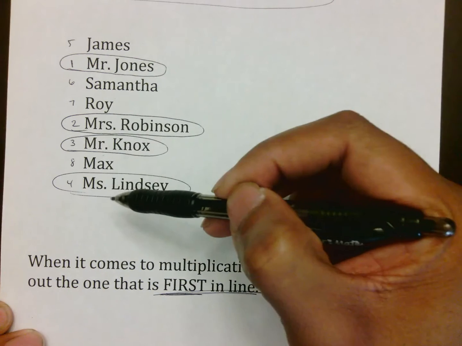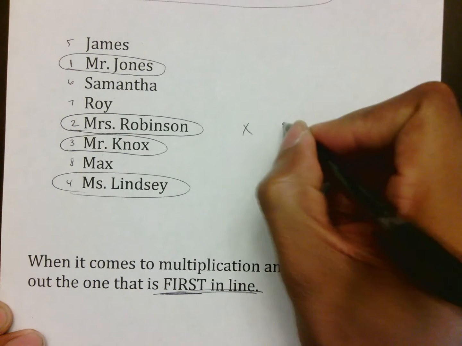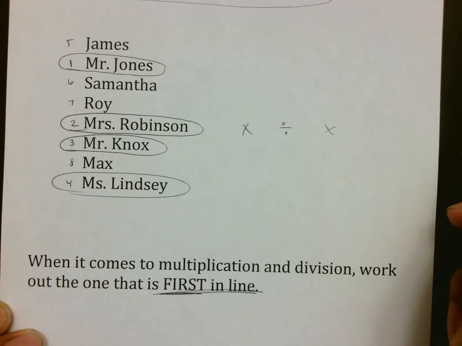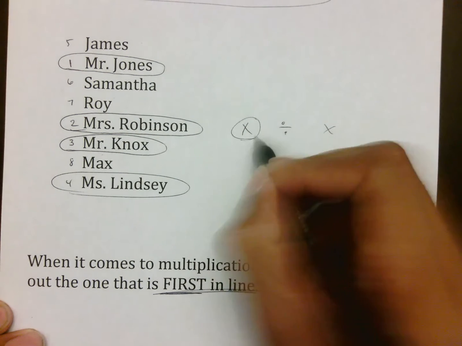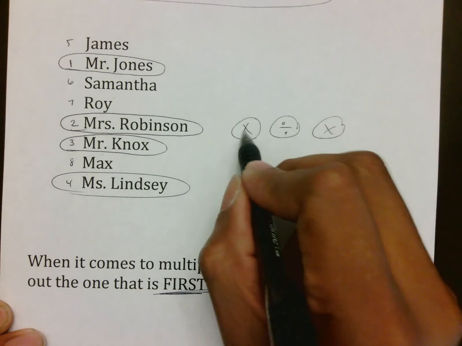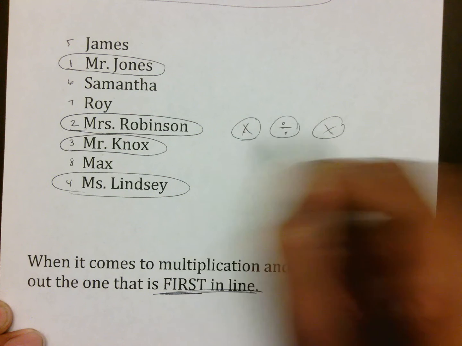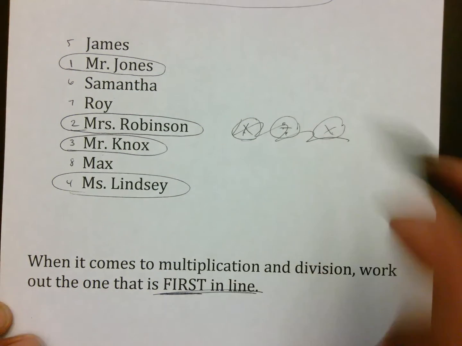Knox, then Miss Lindsay. What that means is, just because you see these signs here, it means you go here first, here second, here third. You don't say multiplication, multiplication, division, and jump over one for another one. You keep your order the same based off of who is there.